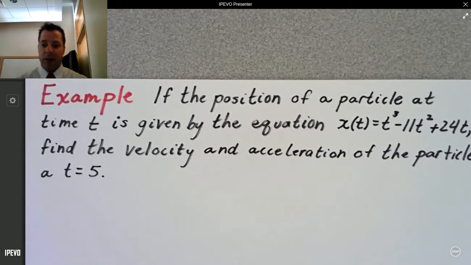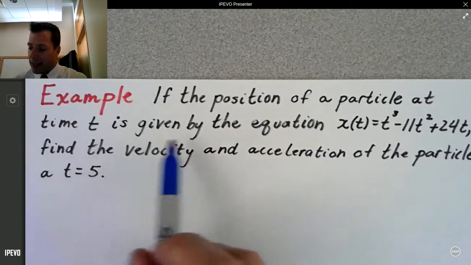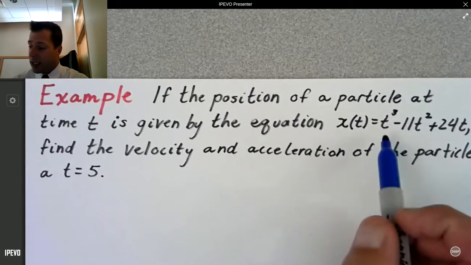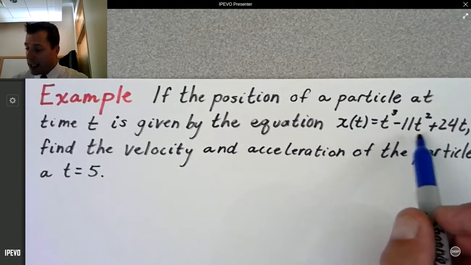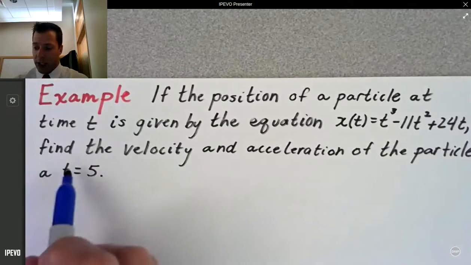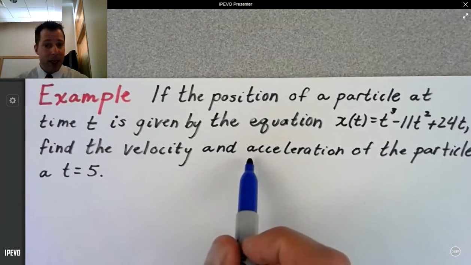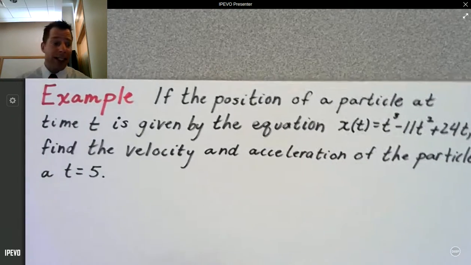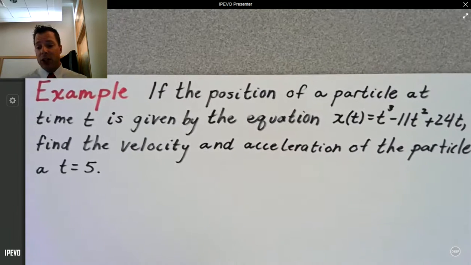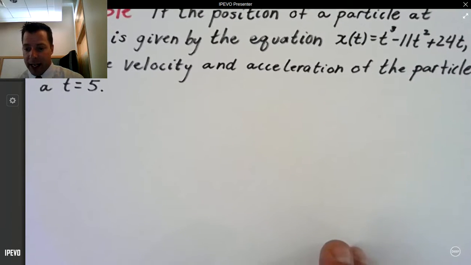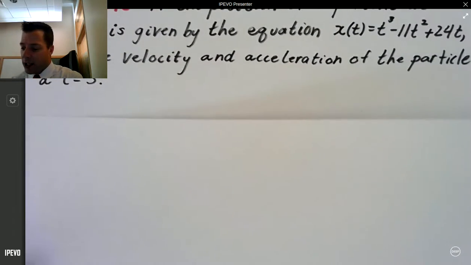If the position of a particle at time t is given by the equation x of t equals t cubed minus 11t squared plus 24t, find the velocity and the acceleration of the particle at t equals 5. For velocity and acceleration, we need first and second derivatives. So that's what I'm going to do.